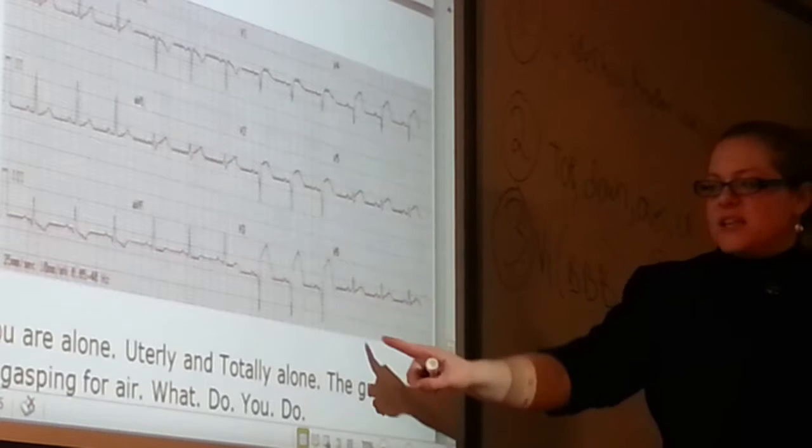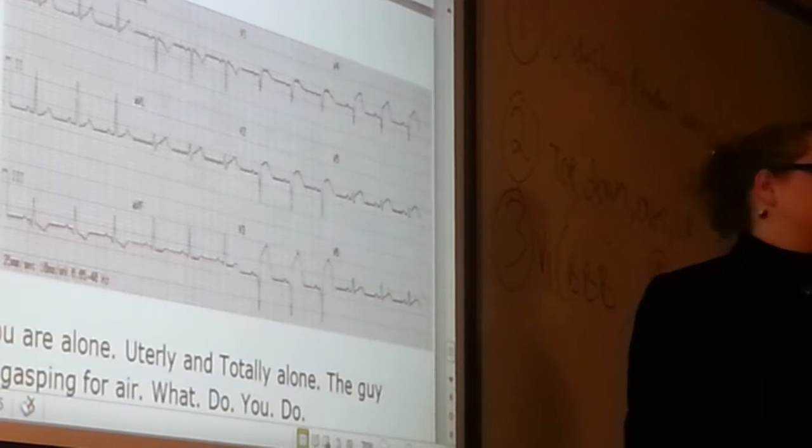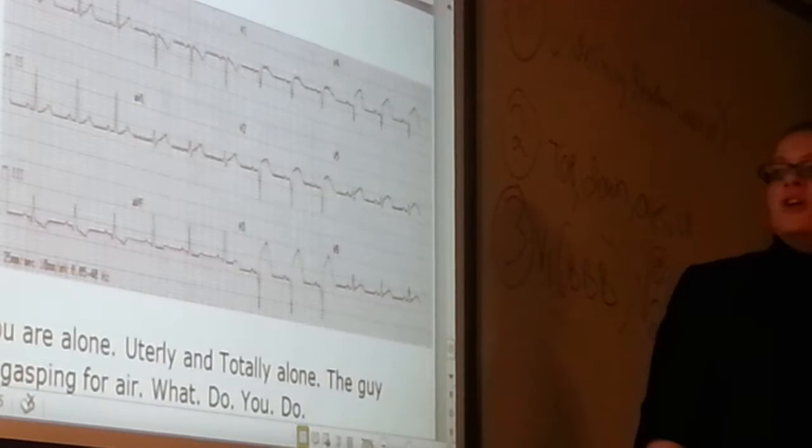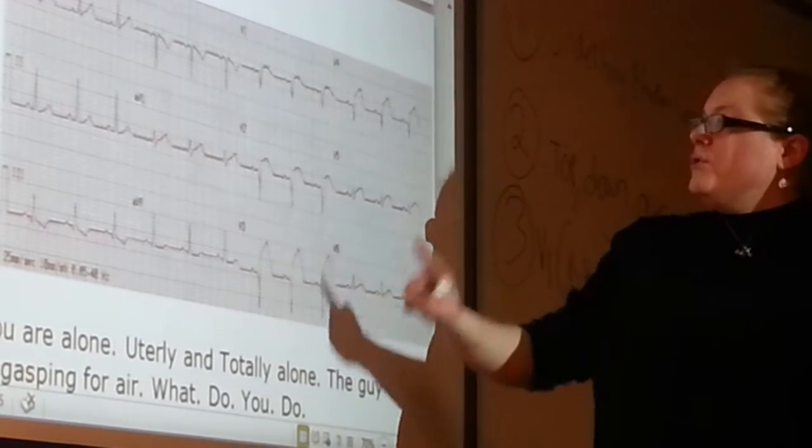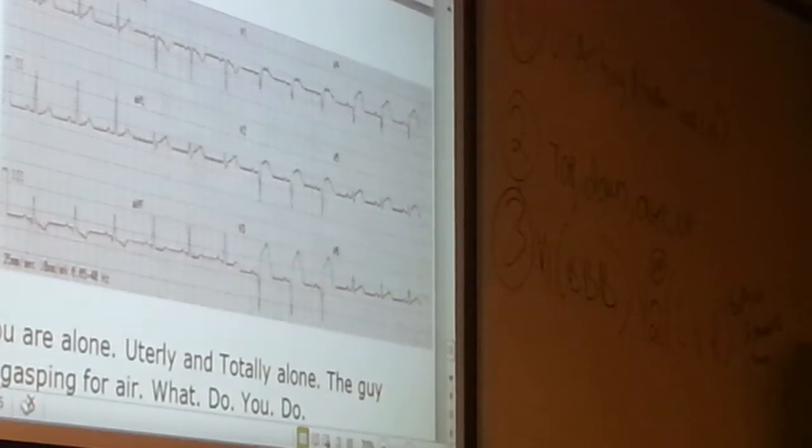And then come down to V6. Any ST segment elevation in there? No. V6 is fine. So I know that I have it in V1, 2, 3, 4. Septal 1, anterior 2, 3, 4.